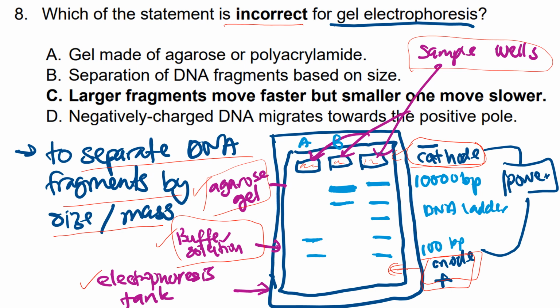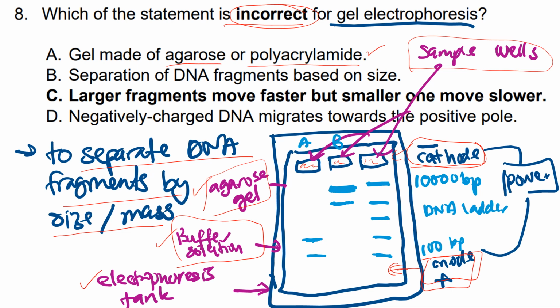So let's look at the possible choices of answer. The question wants the incorrect statement. The first statement, gel made of agarose or polyacrylamide, is correct. You can use either of these gels, agarose or polyacrylamide, to make the gel to run your DNA sample.